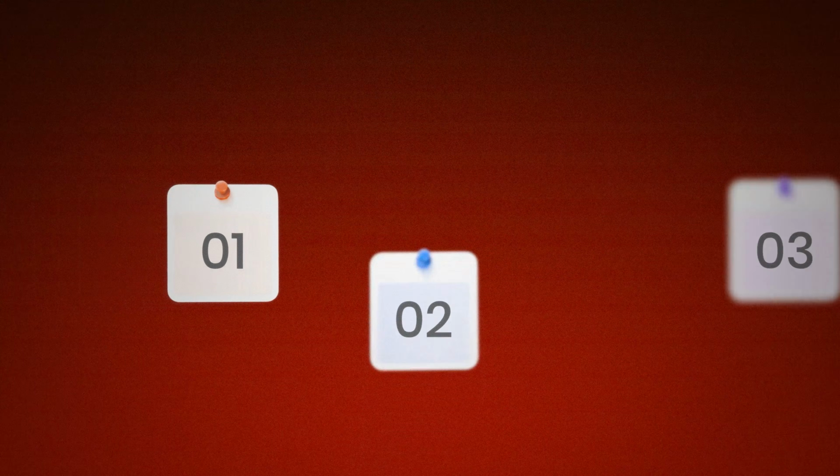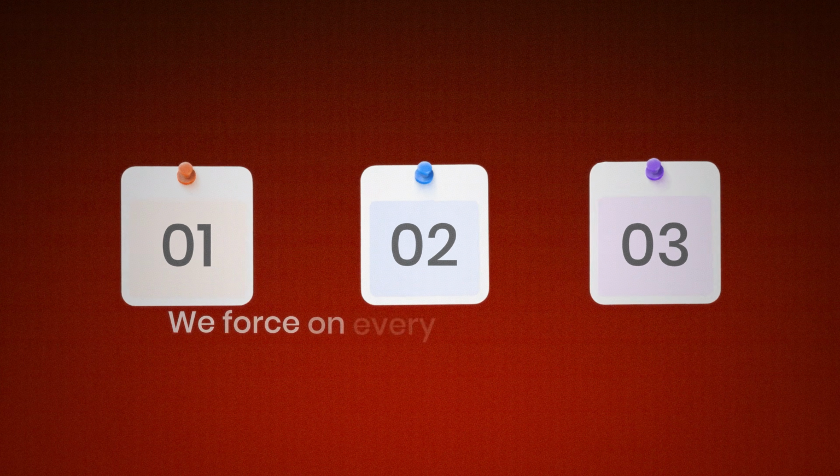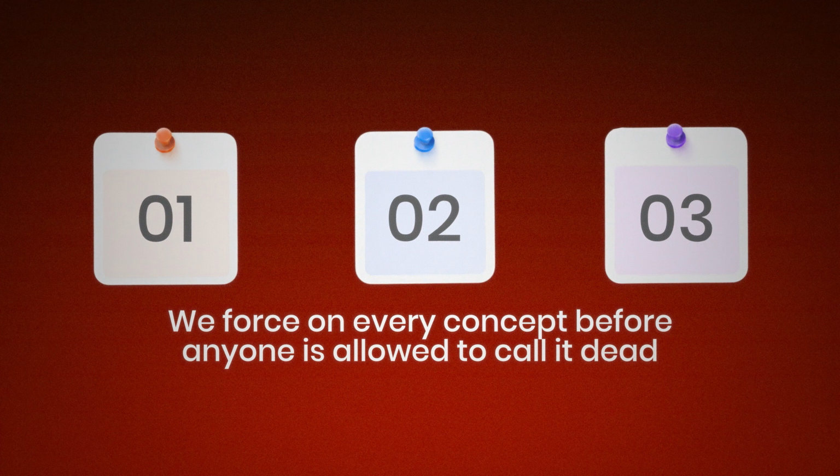Now, as you can tell from our data, your job isn't to fix the failure rate. The failure rate is the cost of finding winners. Your job is to make sure your testing system can correctly identify the 20% that work before you've burned through your budget calling them losers. Our system has 3 constraints we force on every concept before anyone is allowed to call it dead. Most accounts tend to skip all 3.